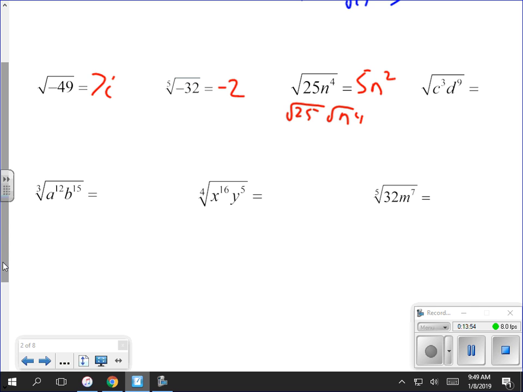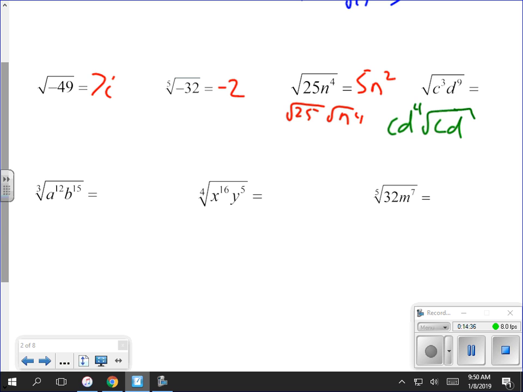So I look at this, I'm going to have a square root of c cubed, square root of d to the 9th. Here's what I do. I take 3 divided by 2. 3 divided by 2 is 1 with a remainder of 1, right? So this would be c to the first outside, c to the first left inside. It's strictly the c cubed portion. Okay. 9 divided by 2 is 4, remainder 1. So that means I have d to the 4th outside and d to the 1st still inside the square root.